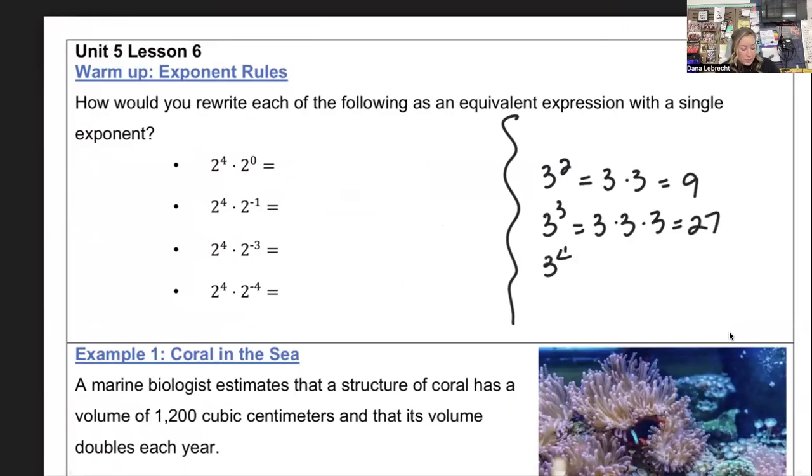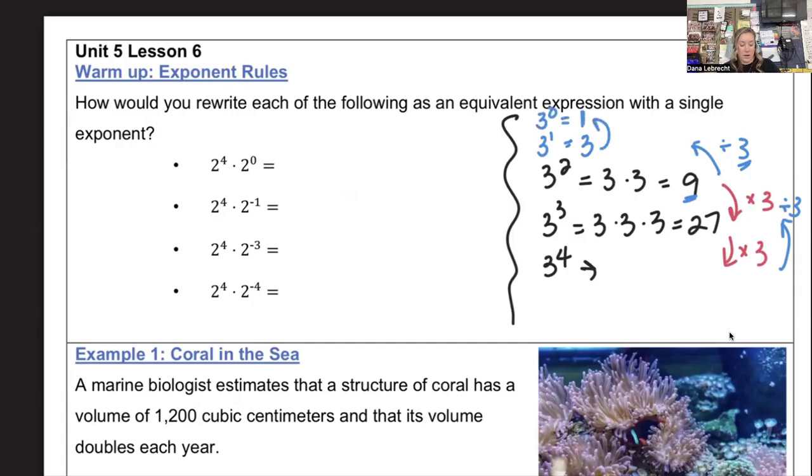And if we keep working in this direction, it's like we're multiplying by 3 every time. Whereas if we go in the other direction, we're going to be dividing by 3 every time. So then divide by 3, 3 to the first would be 9 divided by 3, which would just give us 3. And then if we did 3 to the 0, 3 divided by 3 gives us 1.